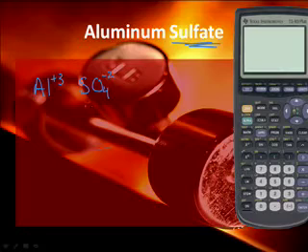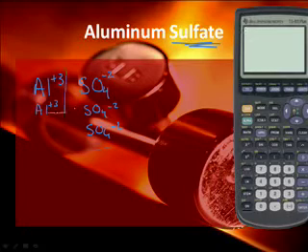So we're going to need 2 aluminums, a plus 3 each, for +6, and 3 sulfates for -6. Because then the charges plus 3 and plus 3 add up to 6, and -2 plus -2 plus -2 is -6. So our formula is Al2(SO4)3.